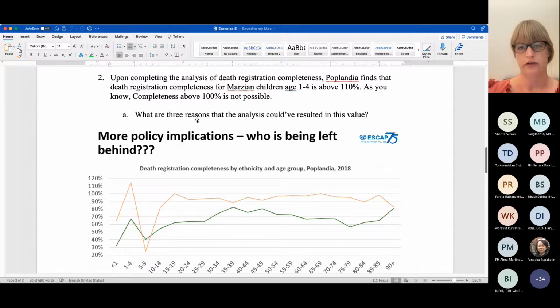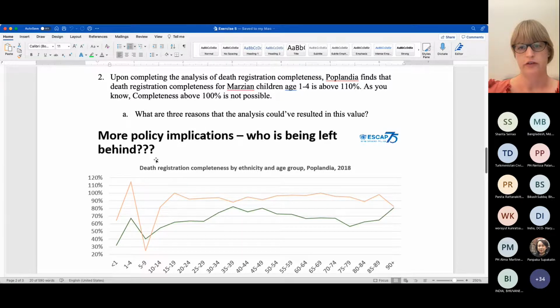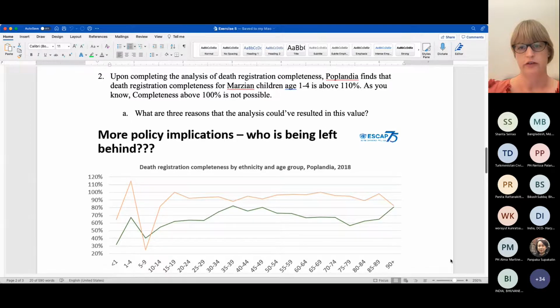So have a think, and we talked about it briefly in the lecture, but what are 3 reasons that this number could have resulted? How could we have gotten to 110%? List 3 reasons why you think there may be issues with the data or what could be going on here. I'll give you just a couple of minutes to think about that, and we'll go on to the next slide on the Jamboard to post your thoughts. And I'm going to have a look at the comments too.